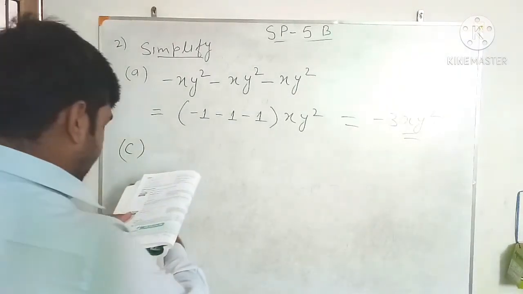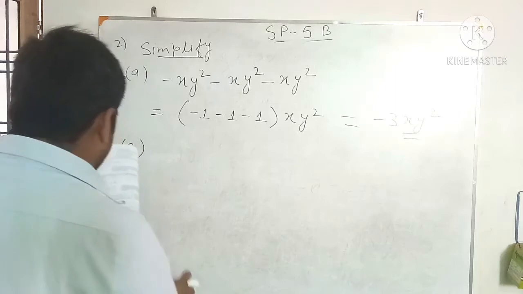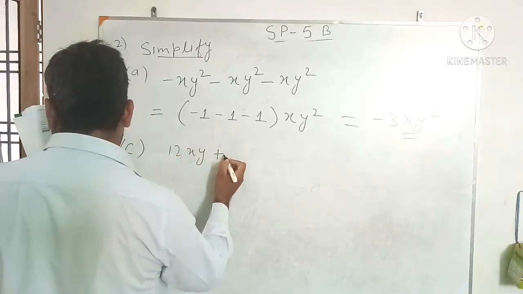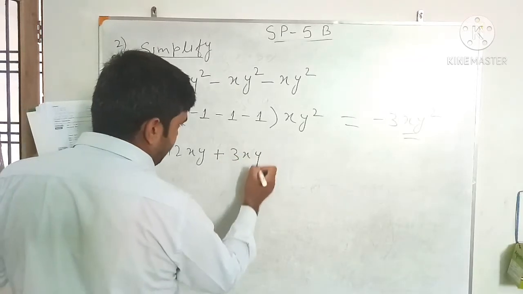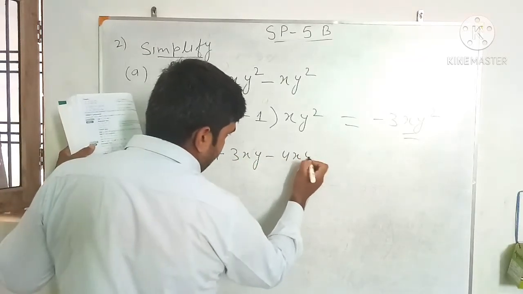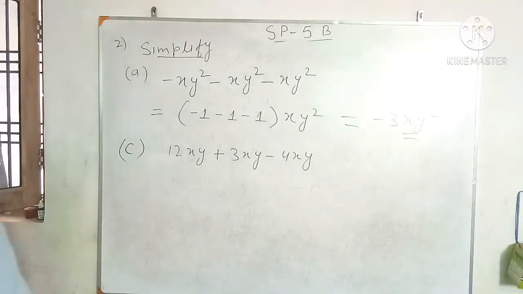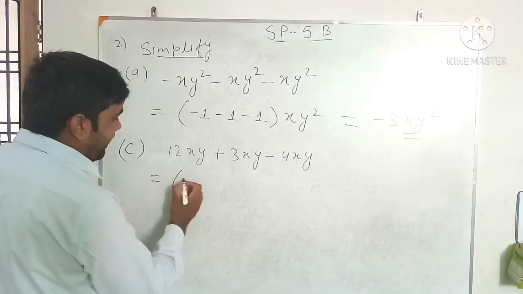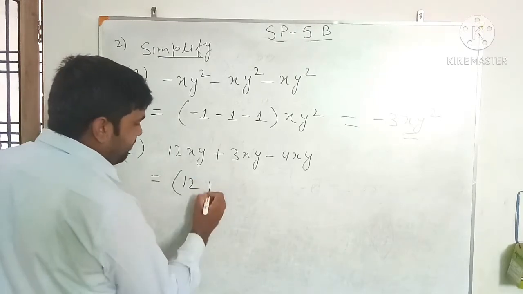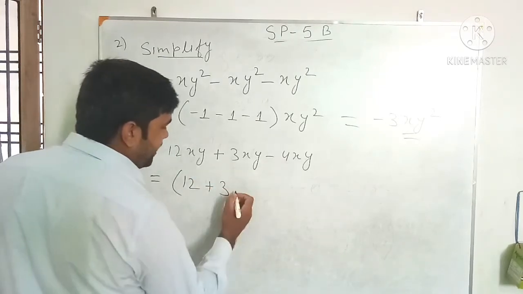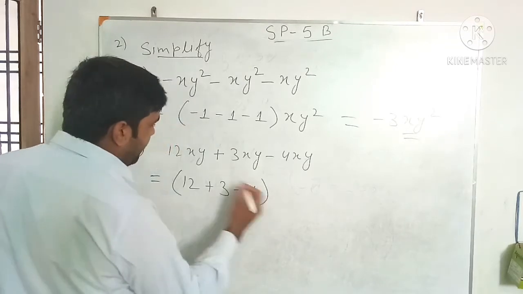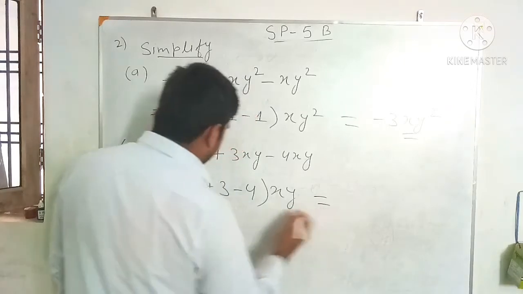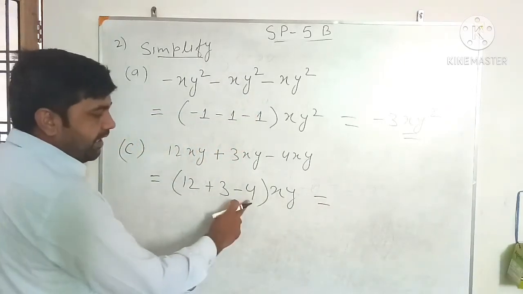In 2C, see 12xy plus 3xy minus 4xy. See again here we add all the numerical coefficients in the bracket: 12, the numerical coefficient is plus 3, here the numerical coefficient is minus 4, and multiply the variable xy. So see what you get as the result. 12 plus 3 is 15. 15 minus 4 is 11.